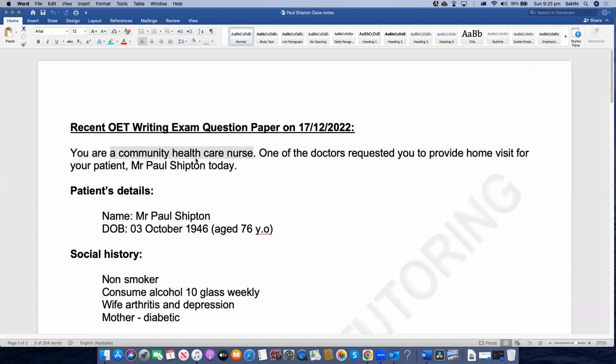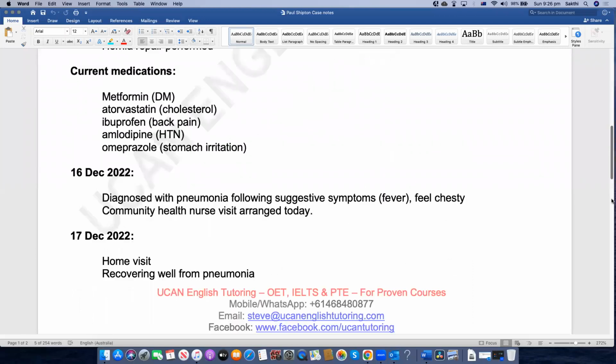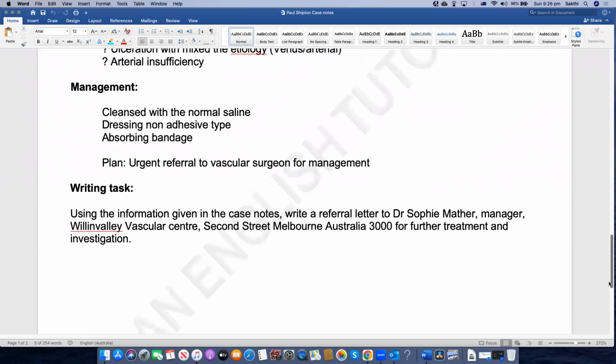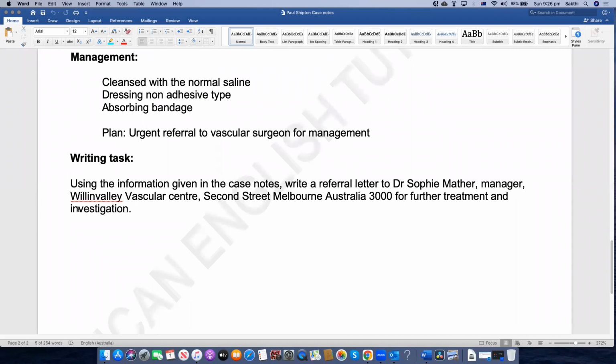But unfortunately, to select the appropriate case notes and to ignore the irrelevant case notes, you need to think from the receiver's point of view. I mean, the person who is going to receive this letter. In other words, we can say a recipient or an addressee. So don't worry about these case notes at all. You have to scroll down to the writing task section immediately. Just go here and let's start reading the writing task.